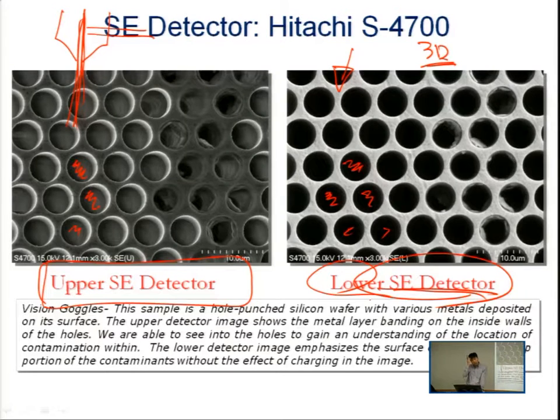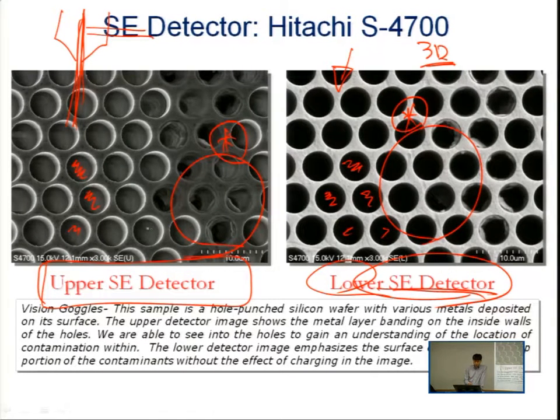Most SEMs allow you to mix the signal from this detector with the signal from that detector. At some ratio, you will have both advantages: seeing all the details of the bottom, and some of the good contrast offered by the secondary electron detector located outside of the column.